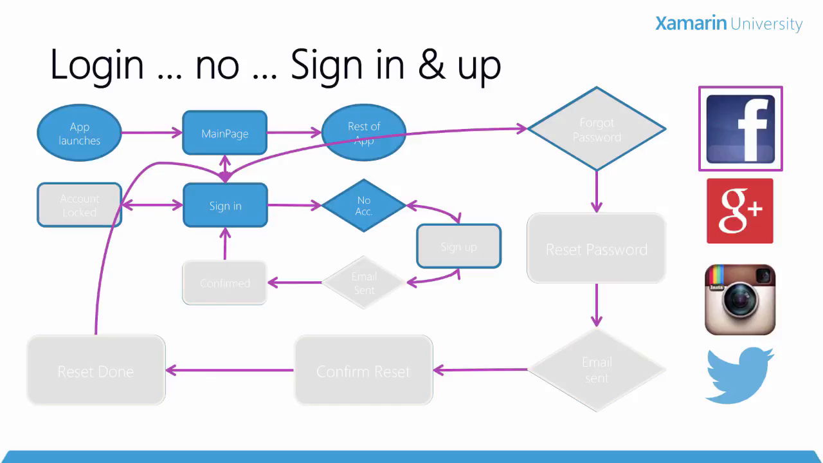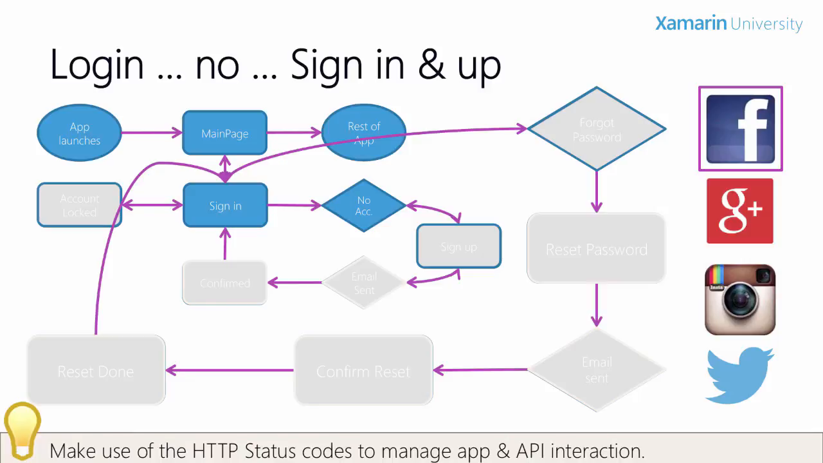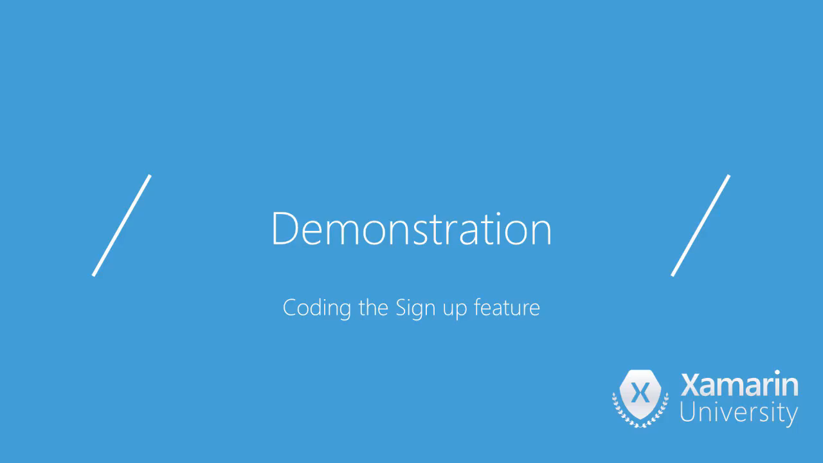Right, so when presenting this view of the sign-up flow to our team, it definitely changed a few heads in the team. We are now able to focus on what is going to be specific to our application and implement that. One thing again I would like to raise here is to make use of the HTTP status codes to manage your application and API interaction. So let's take this forward and see how to implement it in our application.